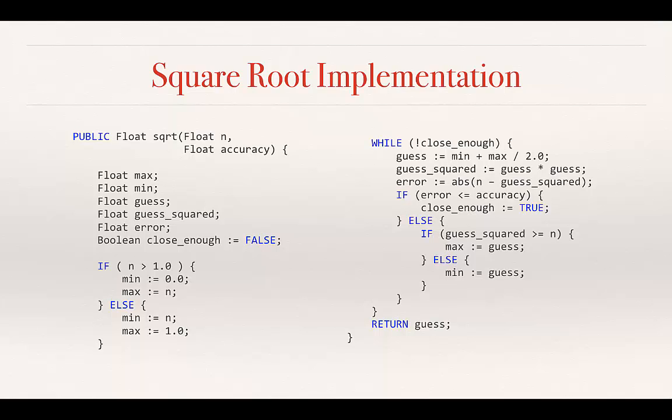Then we have a while loop that runs until the estimate or guess is within the requested accuracy. Inside the while loop, we have an if statement. If the guess is within the requested accuracy, we will effectively break out of the loop. If the guess is not within the requested accuracy, we check if the square of the guess overshoots the original value. If so, we set the max bound to the guess and keep calculating. Otherwise, we set the min bound to the guess and keep calculating. Either way, we continue to iterate through the loop.